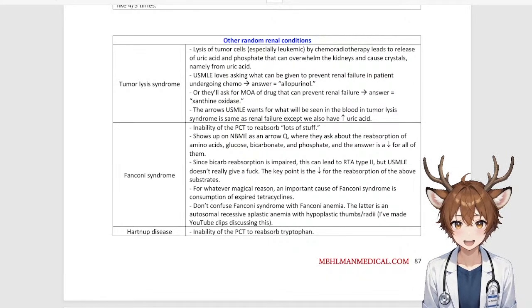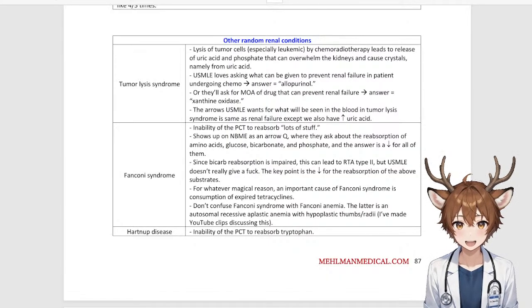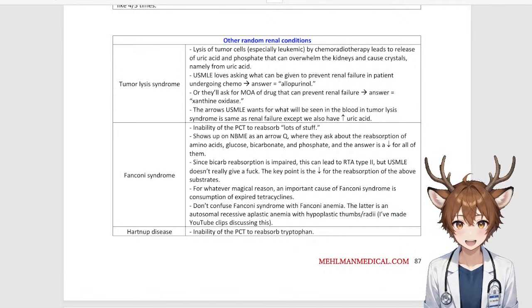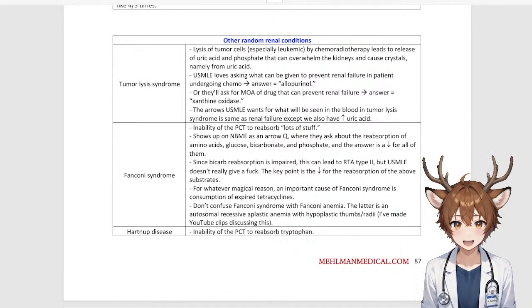Or they'll ask for the MOA of the drug that can prevent renal failure. The answer should be xanthine oxidase. The answer on the arrows USMLE wants for what will be seen in the blood in tumor lysis syndrome is the same as the renal failure, except that we also have an elevated uric acid.